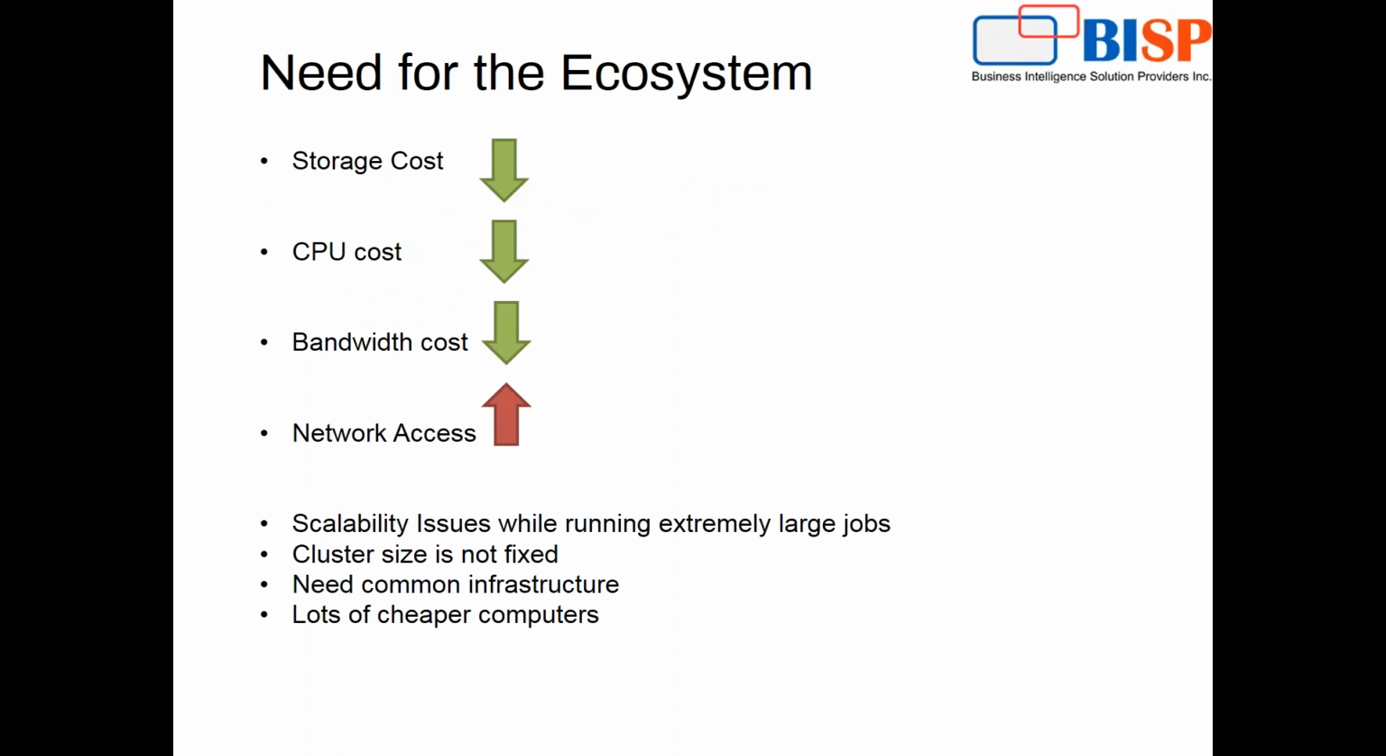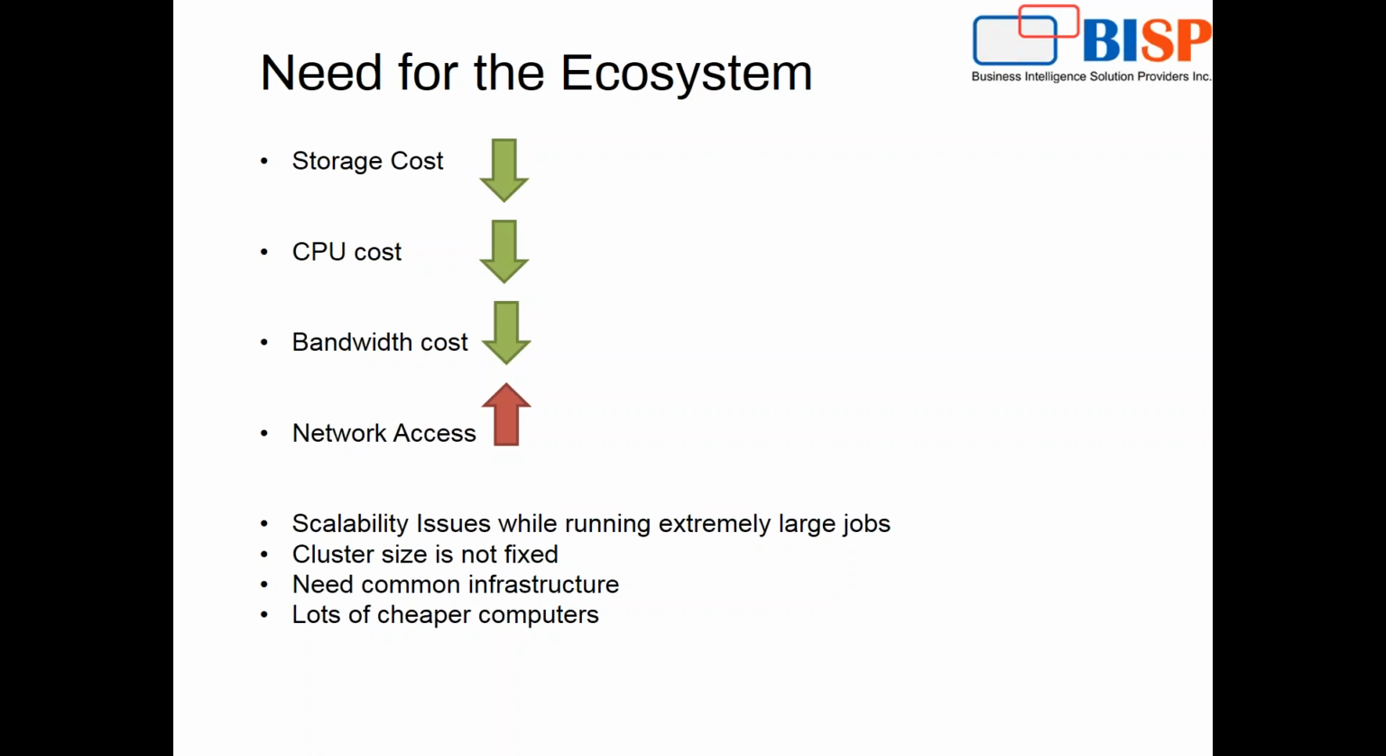So there arose a need for a proper ecosystem for big data as the data sizes grew large. In the past decade, the cost of storage has gone down tremendously. I remember some time back, it was very expensive to have even 1 GB of storage. Now you can have that in the palm of your hand. You can have terabytes in your hand. So the cost of storage has gone down, the cost of computation has gone down, and the bandwidth cost also has gone down.